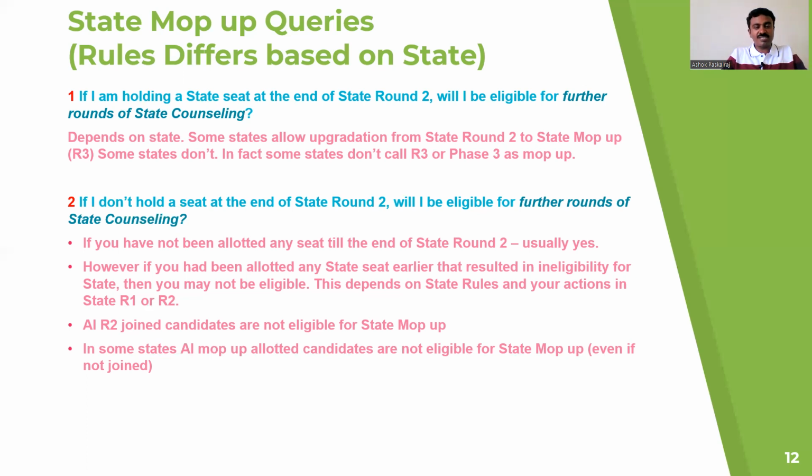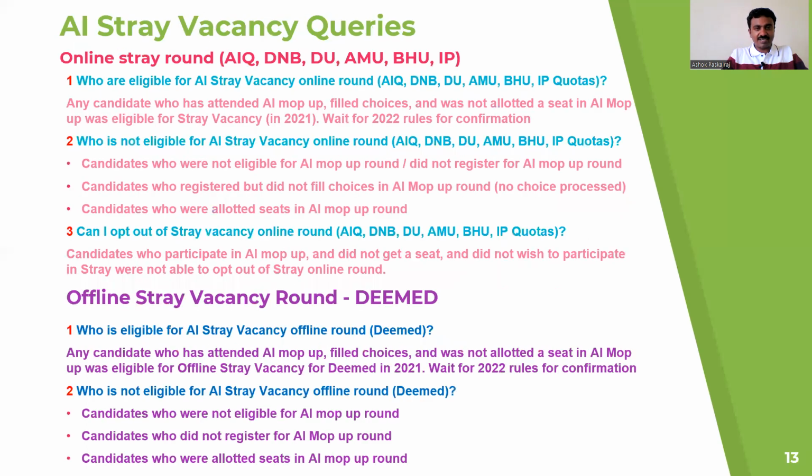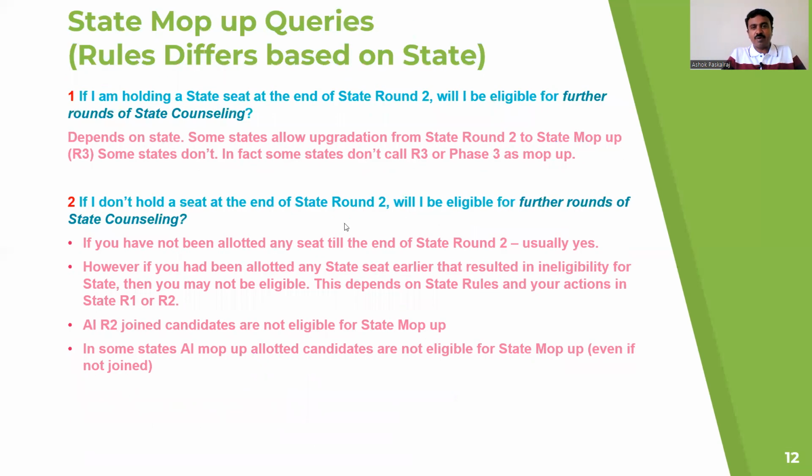So always fill in choices which you are willing to join, and that is the right approach. Decide your choices right from the ground. The last round is usually the stray vacancy round. At state level, besides the stray vacancy round, there may be other rounds too, like an extended mop-up, round 4, round 5, special stray. There might be other terminologies used, etc.